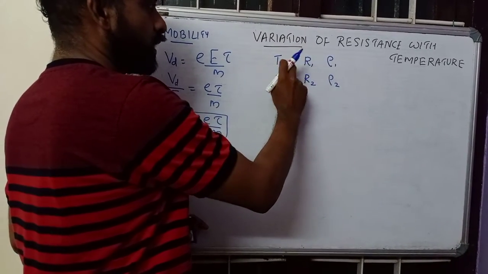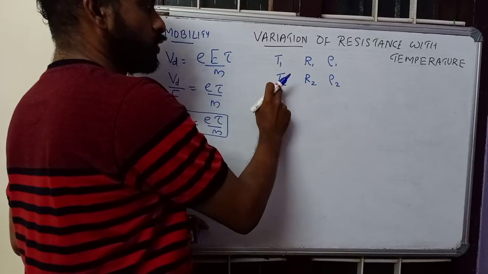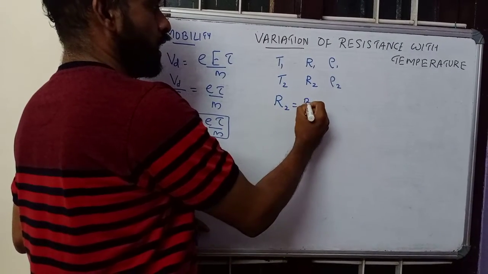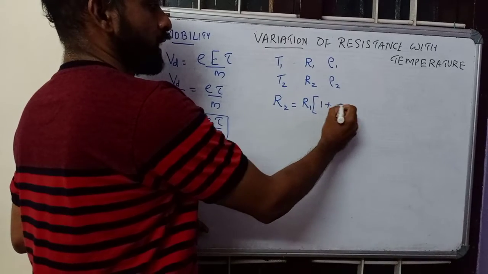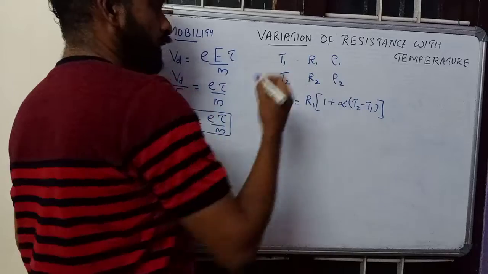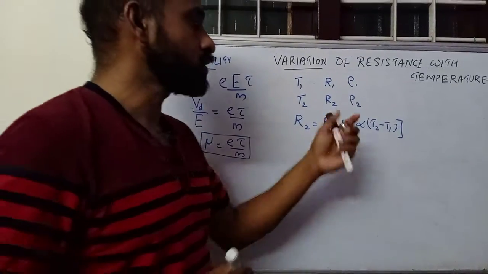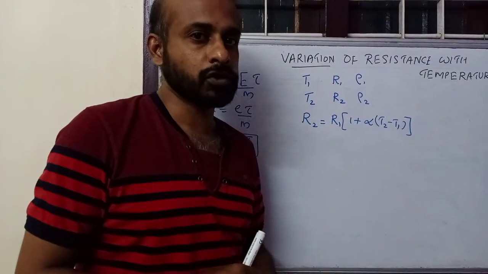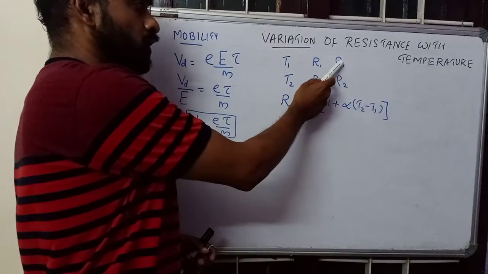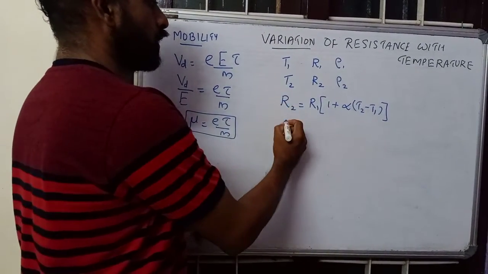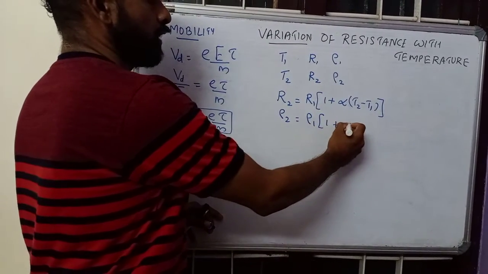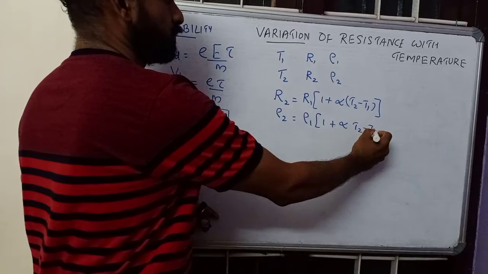Now we have a relation connecting R1, R2, T2 and T1. The relation is that R2 = R1(1 + α(T2 − T1)). Here alpha is a constant that depends on the material. The constant alpha is called the temperature coefficient of resistivity or resistance. A similar equation we can write for resistivity also: ρ2 = ρ1(1 + α(T2 − T1)).